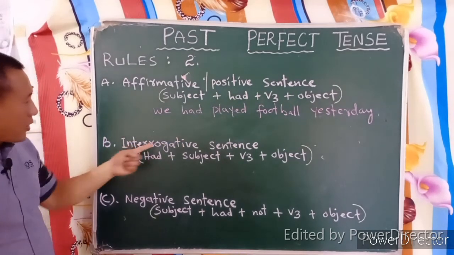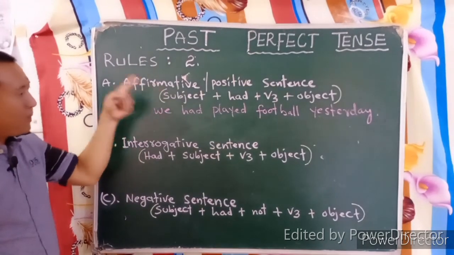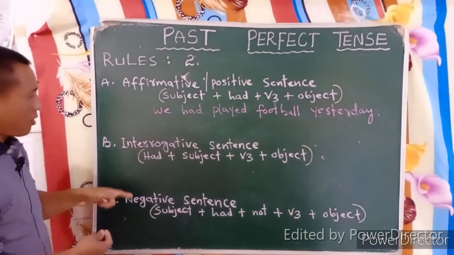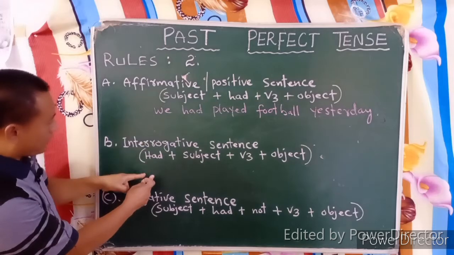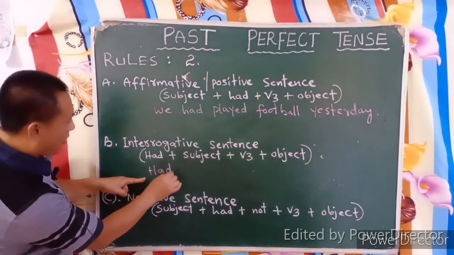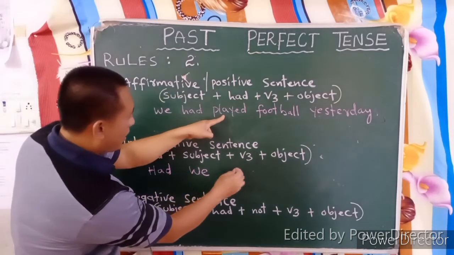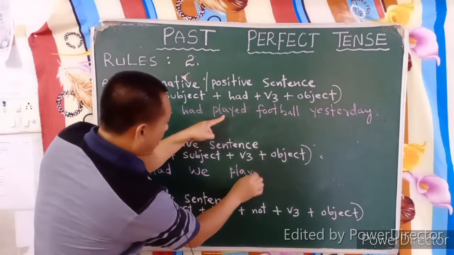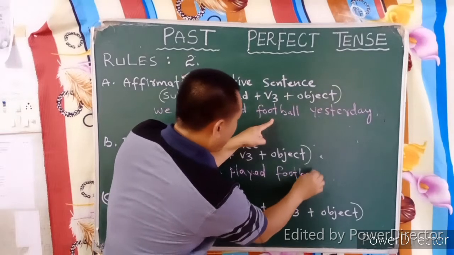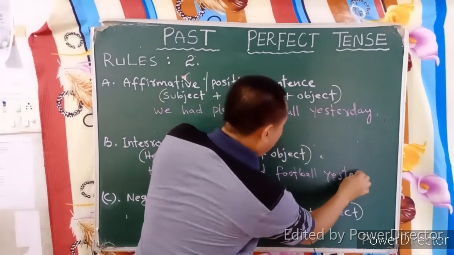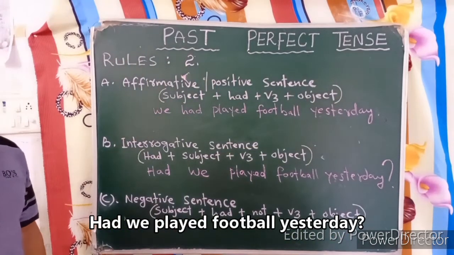Interrogative sentence. How can we convert this positive or affirmative into interrogative now? First, let us follow this rule. See, first, had will come first here. Had, subject we, V3, object. Had we played football yesterday?